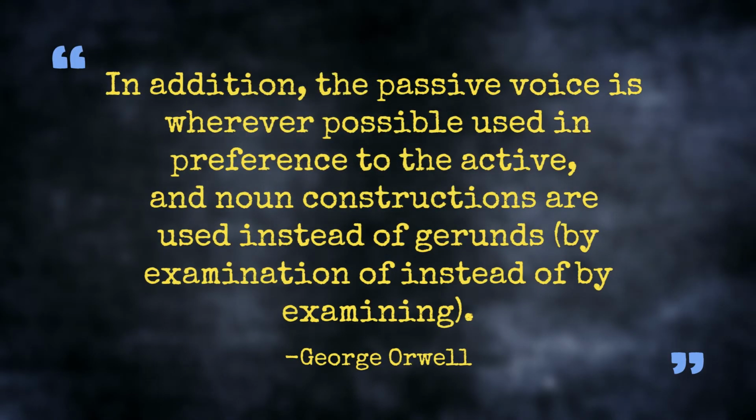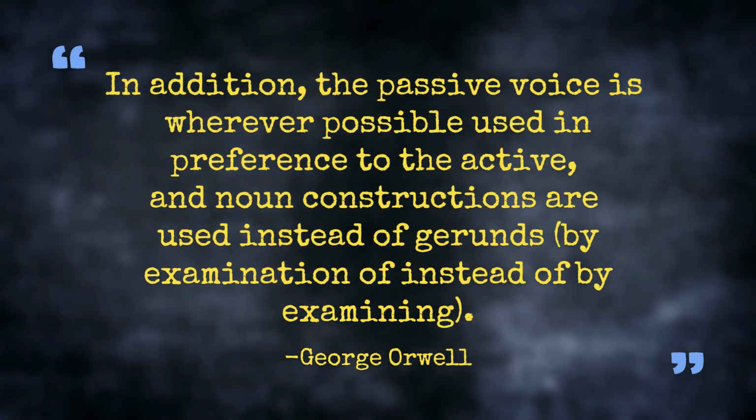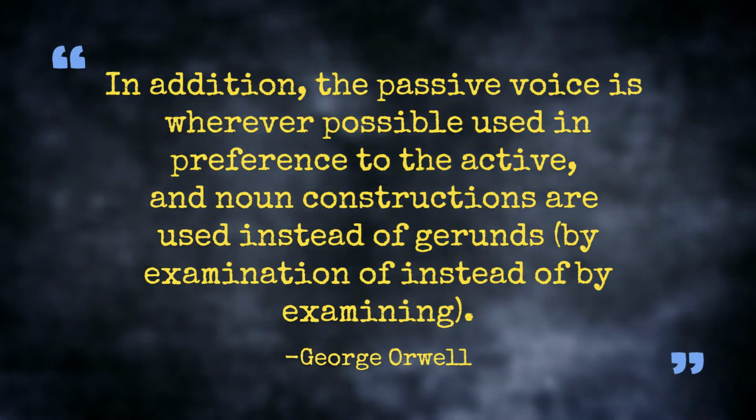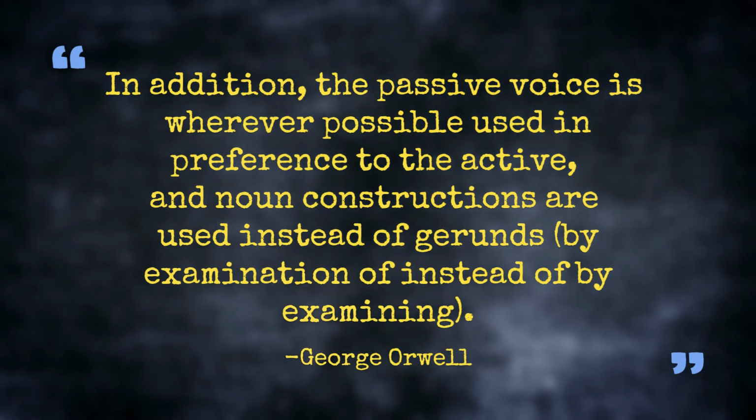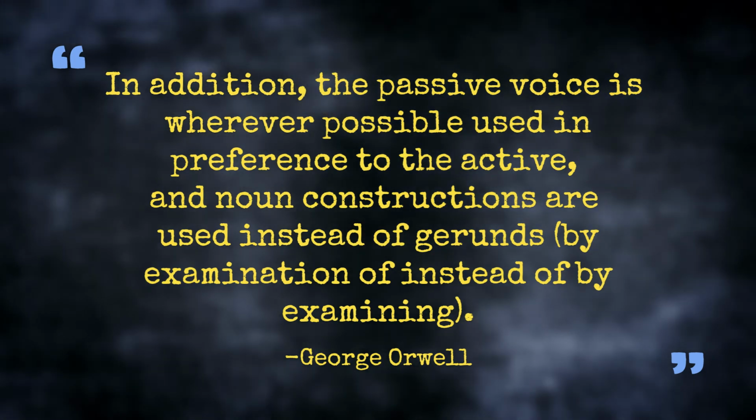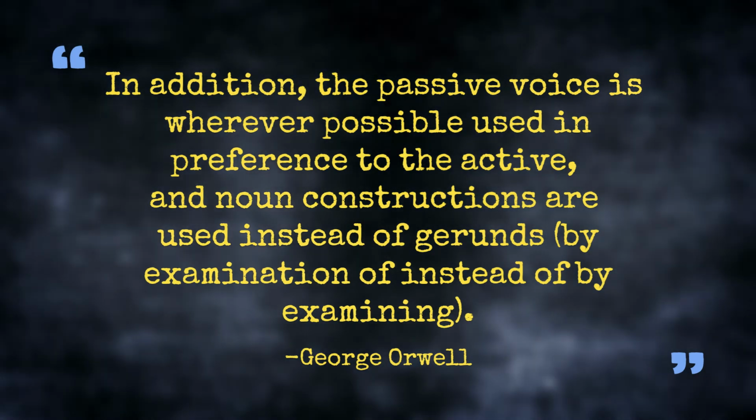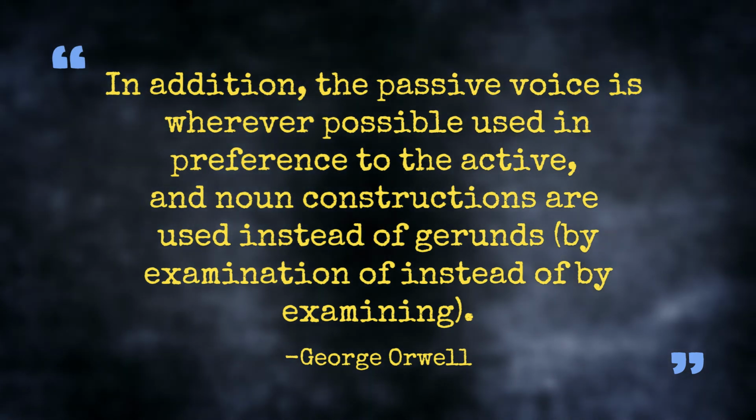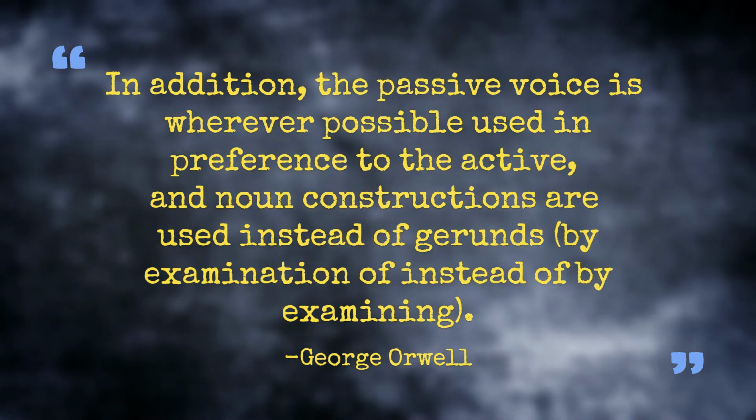For our next example, we have George Orwell, who famously told us not to use the passive voice, but uses it here. "In addition, the passive voice is wherever possible used in preference to the active, and noun constructions are used instead of gerunds, by examination of instead of by examining." This long sentence has two independent clauses and two examples of passive construction. Can you find the two examples of passive construction? Think about it.